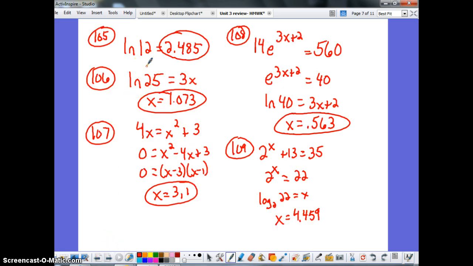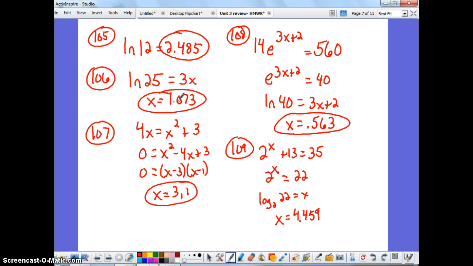105 through 114 here, this section, again, it's asking you to solve for the x. So if it's given to you as an exponential, which each one of these was, you need to rewrite them as a log after you get the exponential by itself. 105 was by itself, so you just rewrite it. Ln of 12 is 2.485. 106, again, just rewrite it. Ln of 25, this time equals 3x. So after you do ln of 25, you have to divide by 3. You get 1.073.